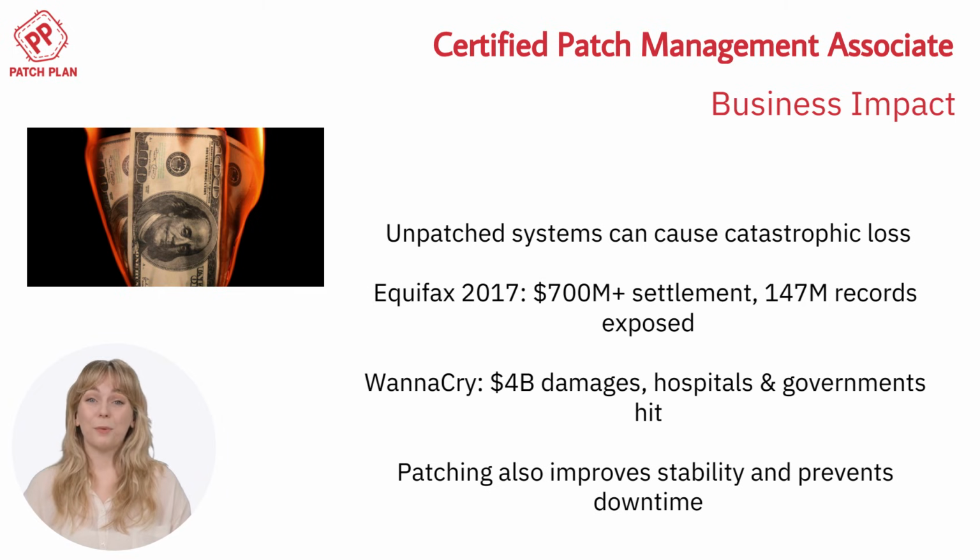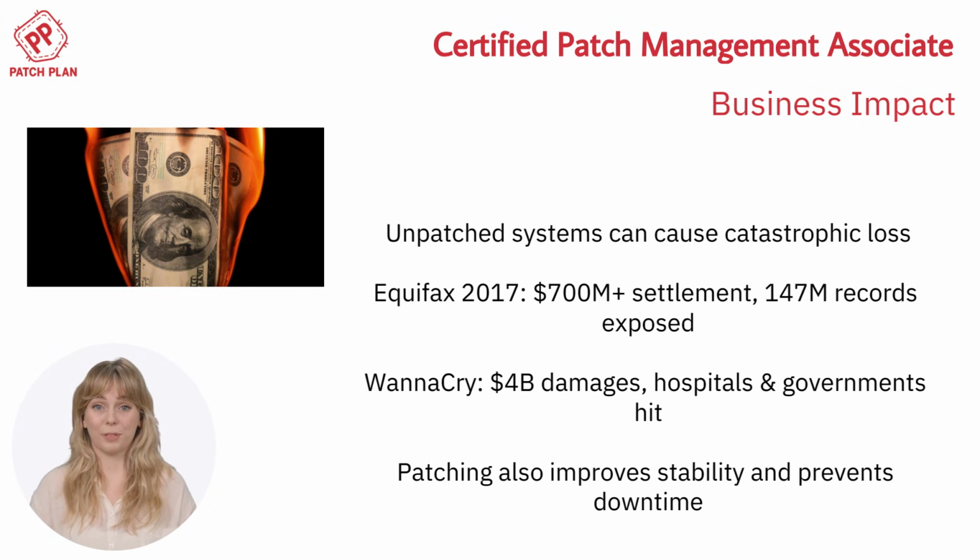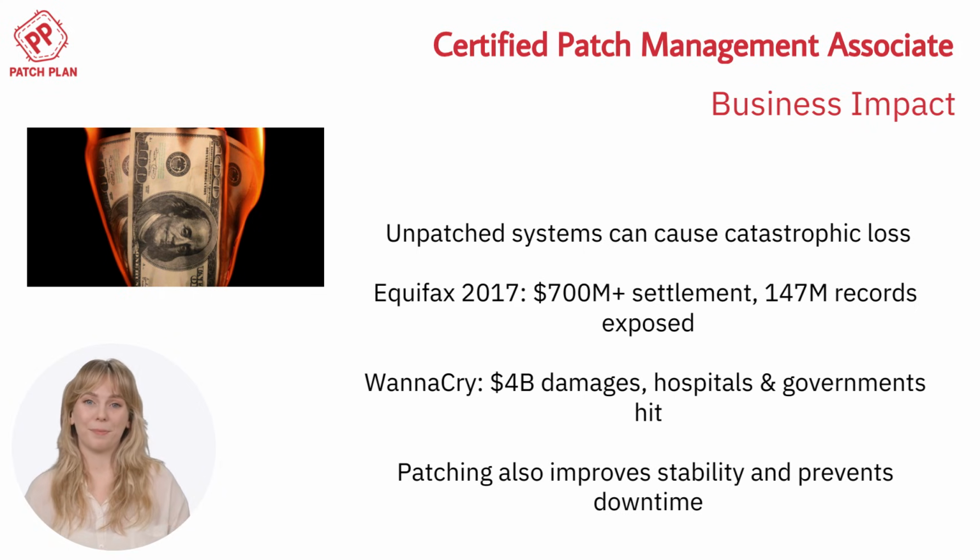That same year, the WannaCry ransomware outbreak crippled hospitals, governments, and businesses in more than 150 countries. Microsoft had released a patch for the exploited flaw months earlier, but many organizations hadn't applied it. Damages were estimated at over $4 billion. These examples show that patching failures aren't abstract risks. They cause real financial loss, disruption, and damage to trust. They also highlight that attackers often don't need advanced tools. They succeed by exploiting flaws that were already known and fixable.